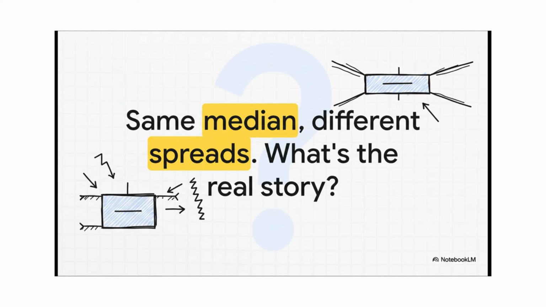Imagine 2 box plots. They have the exact same median. That middle line is in the very same place. But one has a short, compact box, and the other has a box that's long and really stretched out. What does that difference in spread tell you about the consistency, the risk, or just the nature of those 2 data sets? What is the real story the data is trying to tell you?